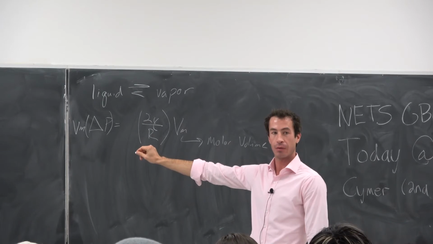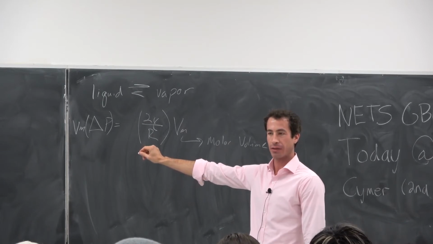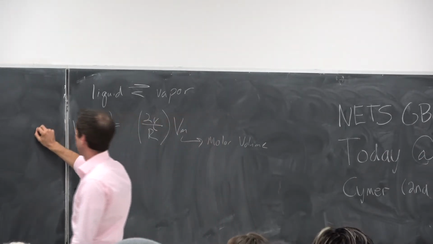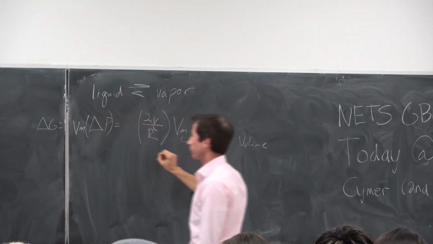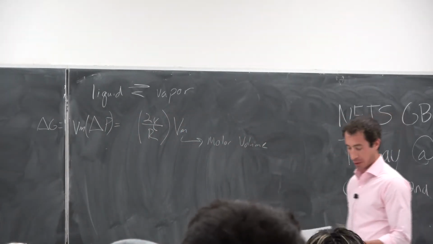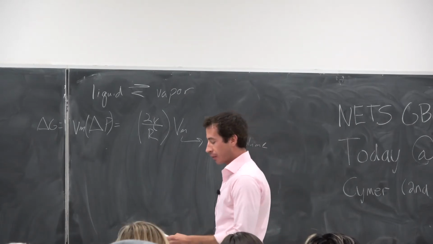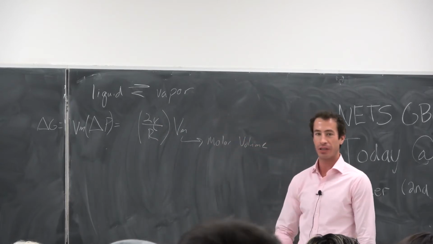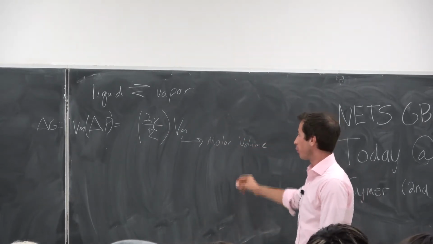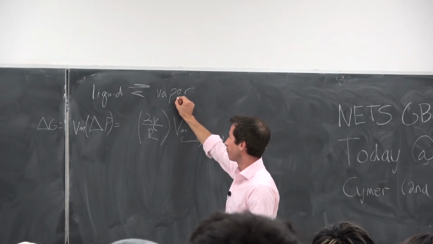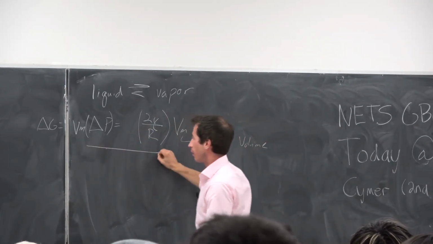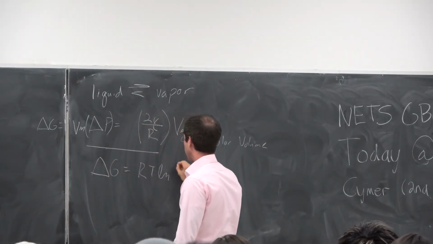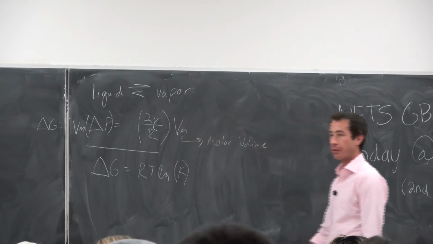So what did you say? You said it, I think. It's work. It's our Gibbs energy too, right? Delta G. Okay. And what's another expression for our Gibbs energy? There's several, but that might be more appropriate for the vapor phase. Yeah, close. Delta G equals RT ln of K. Remember that one?